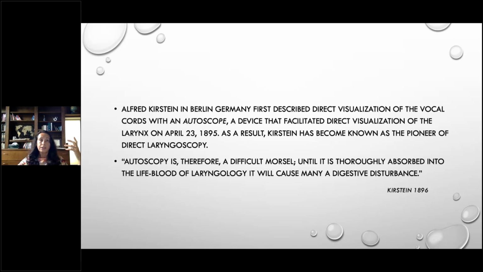So that's how it all started. In the 1890s, the tools started developing to visualize the airway, and it started mostly in Europe. Alfred Kirstein was the first person recognized as a pioneer of direct laryngoscopy. He was practicing in Berlin, Germany. He was the first one to describe the direct visualization of the vocal cords with an otoscope, and then he was modifying that device to make it more useful.